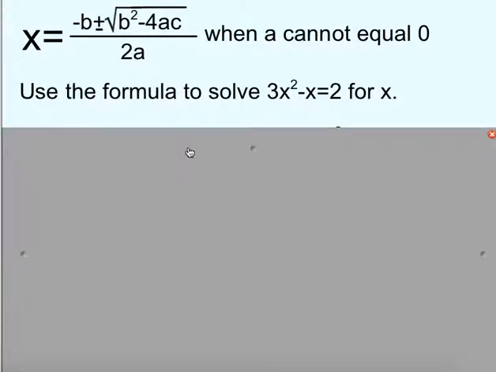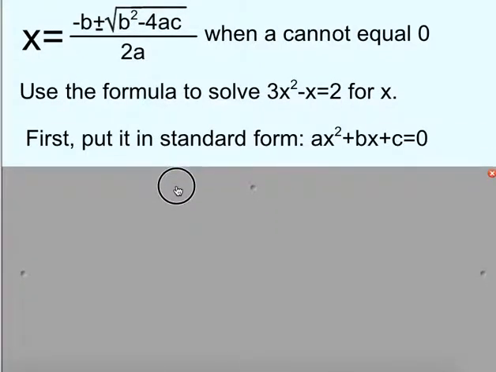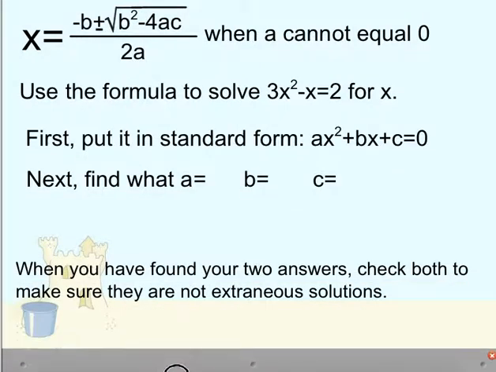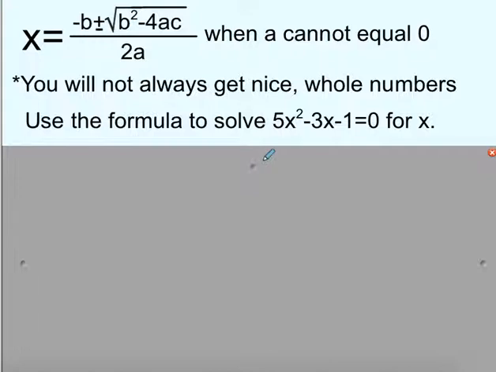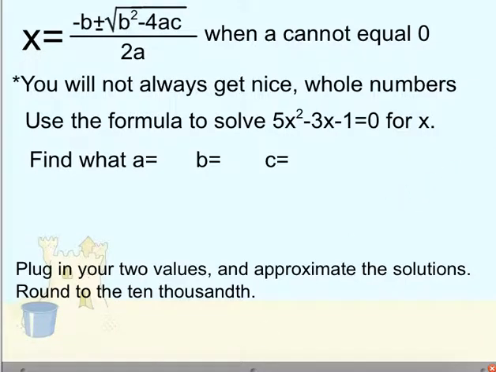All right, same with this one. Make sure it's in our standard form of ax squared plus bx plus c, and check your solutions. Now, we may not always get nice whole numbers. That's okay. We're probably going to end up with some radicals in this, and that's just fine.